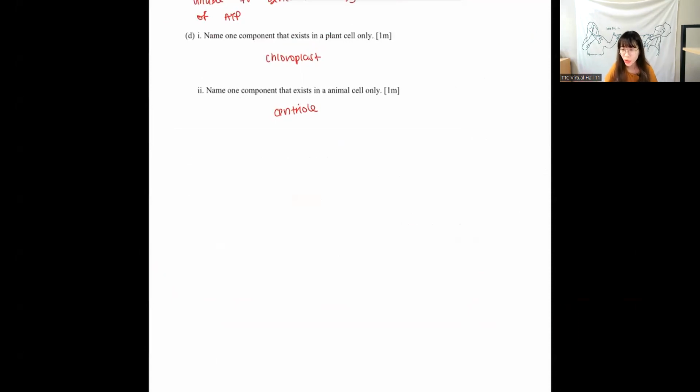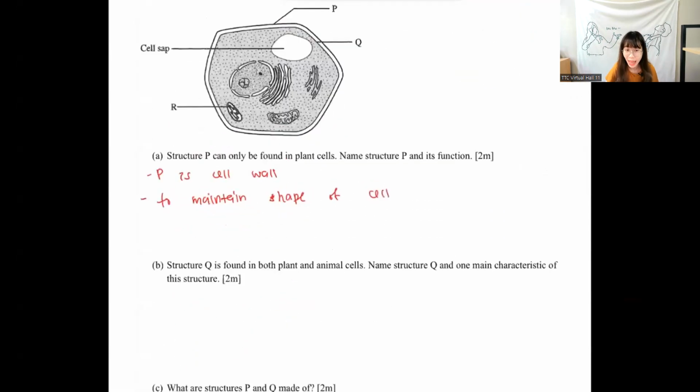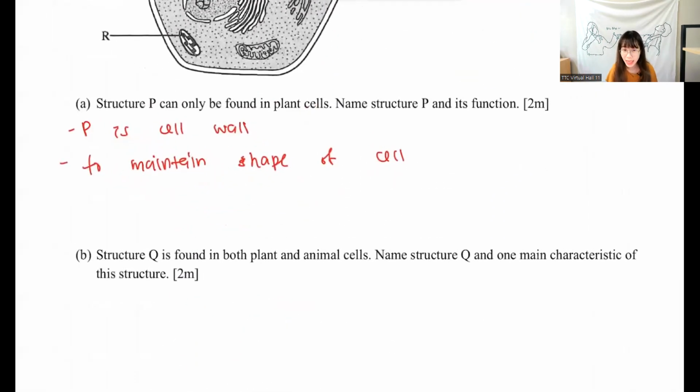So plasma membrane, usually what we're going to write is semi-permeable, because semi-permeable is easier to explain as answer. And in chapter 3, we also learned that plasma membrane is semi-permeable, right? So semi-permeable is easier for everyone to remember. Selectively permeable also can. Semi-permeable, selectively permeable, partially permeable also correct.